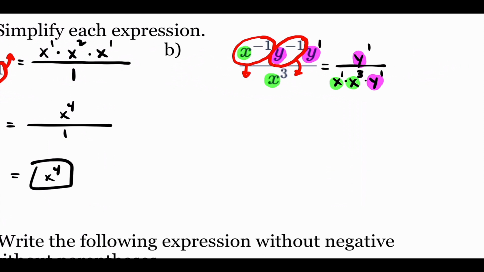Okay. I have two x's that are side by side. So the two x's that are side by side in green, what do I do with their powers? Add them up. So we get x to the fourth, right?